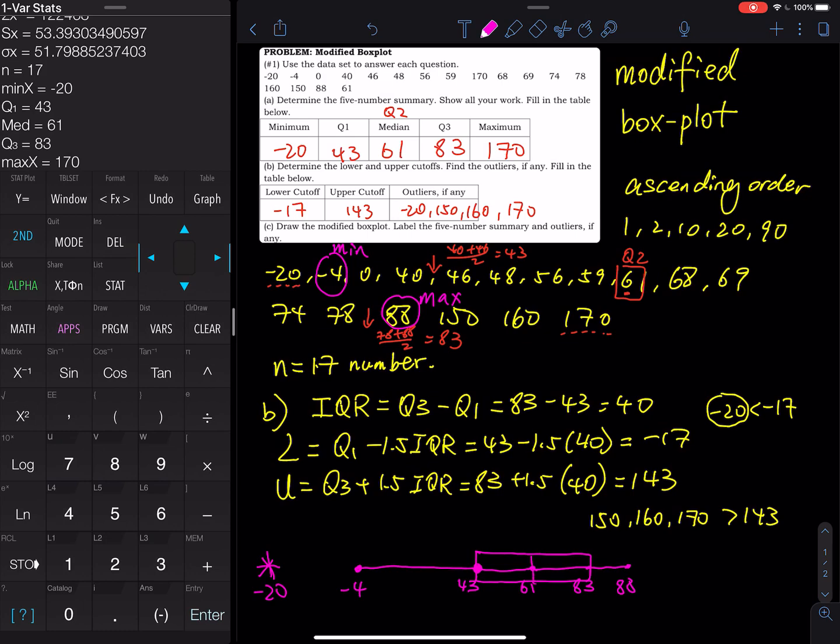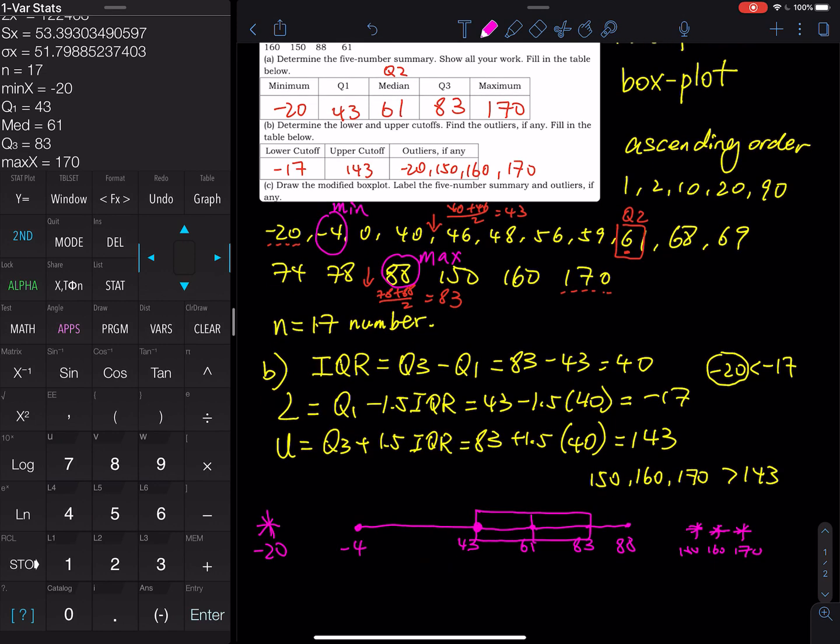And then on the very right hand side, we have 3 outliers: 150, 160, and 170. So this is minimum, Q1, Q2, Q3, maximum. The stars are outliers. Are you able to do this in our calculator?